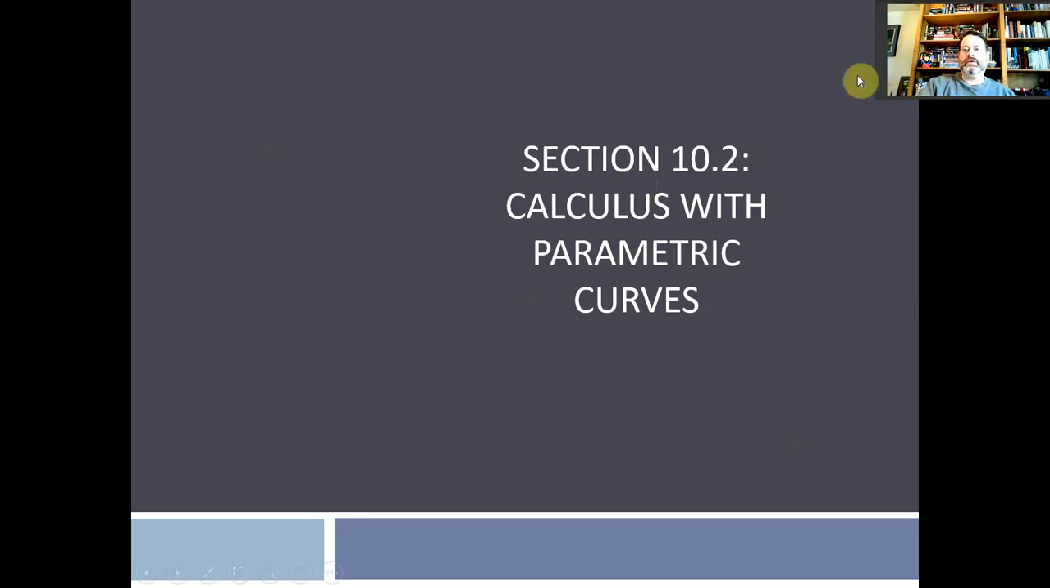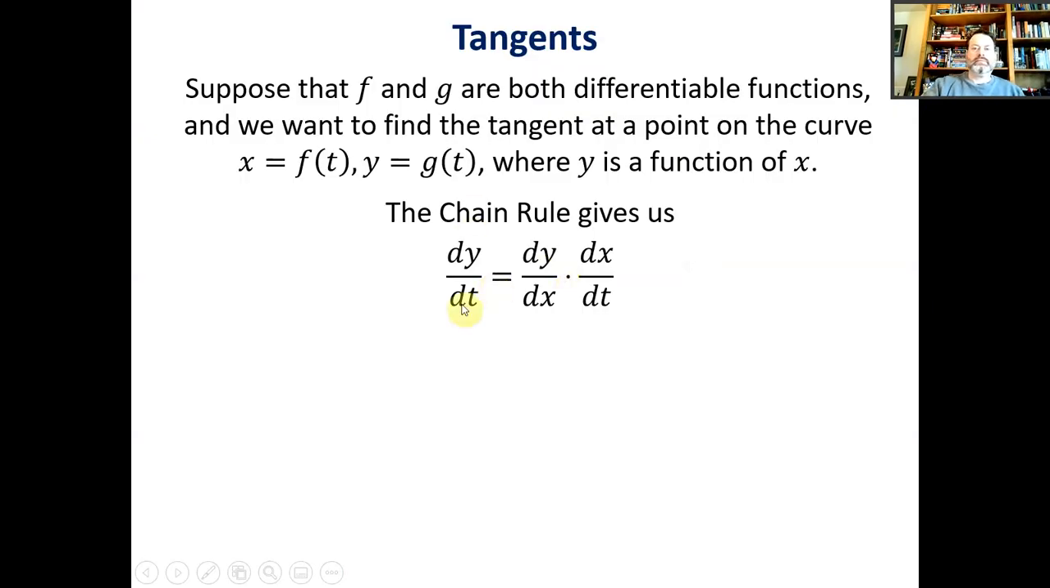Hello, in this video we're going to keep going with chapter 10 and look at how to do calculus with parametric curves. The first thing we're going to look at calculus-wise is tangents. We're going to assume that these two functions are both differentiable, and we're given some point on the curve. So you can still do a tangent as a function, but you just want to be able to do it at a certain point as well.